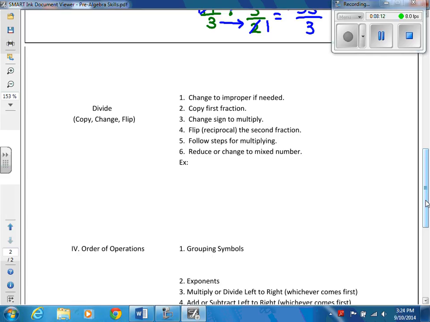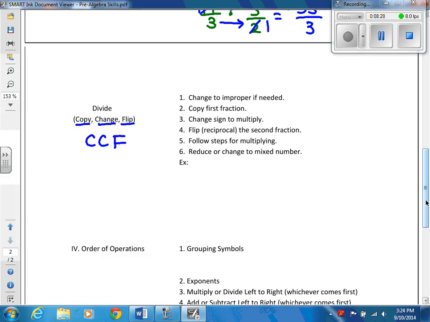For dividing fractions, you have to know how to multiply before you can divide. I like to use the letters CCF to help you remember what you're supposed to do, and those letters stand for copy, change, flip. There may be other acronyms that you were taught in other grades that you can use as well, but those are mine.